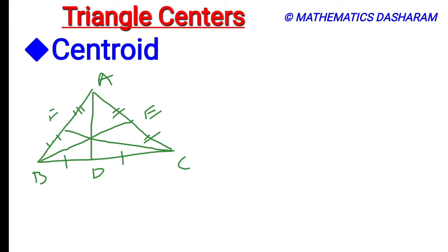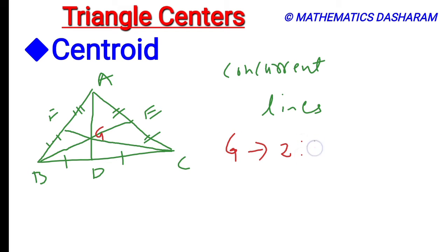So now the 3 medians pass through the same center, then the 3 medians are called concurrent lines. And the point of concurrency is centroid, and it is denoted with a capital G, and this capital G divides each median in the ratio 2:1.